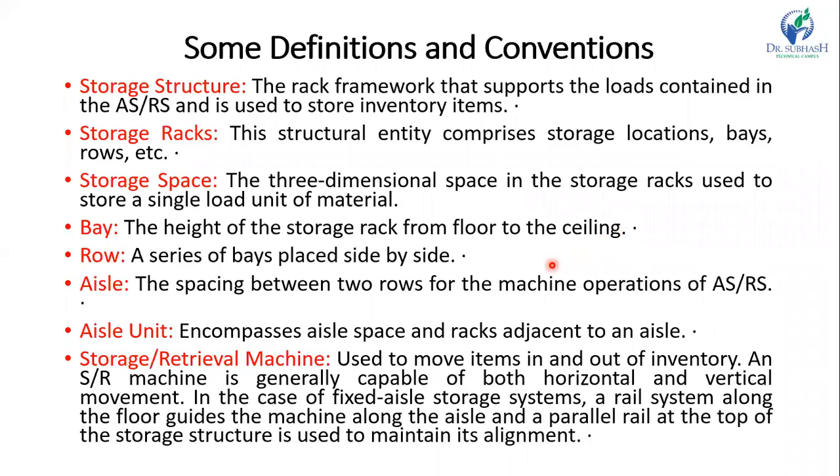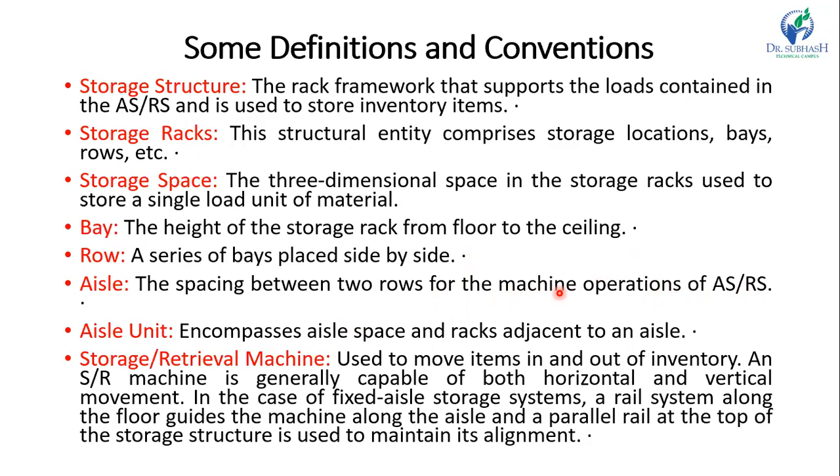Then row: a series of bays placed side by side is called a row. Then aisle: the spacing between two rows for the machine operations of ASRS. The spacing between the two rows is called the aisle.